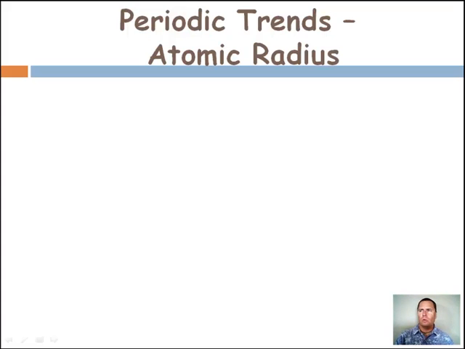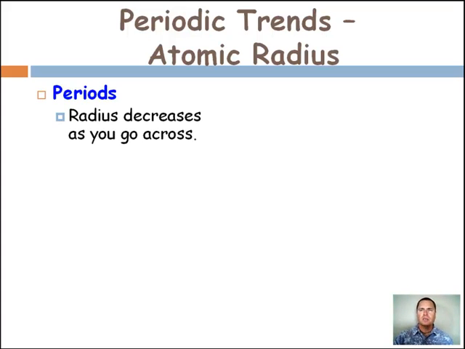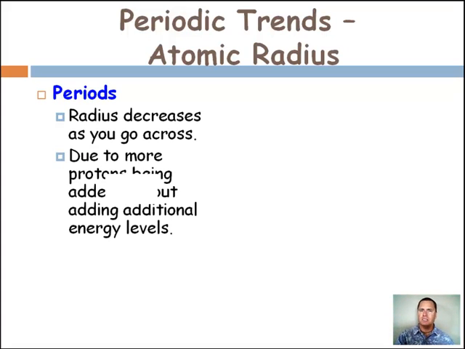One last thing I want to talk about, and that's some periodic trends. We're going to look at what we call the atomic radius. Remember, radius gives us an idea how big an atom is. And we're going to see two different trends based on whether we're talking periods or groups. When we talk about periods, that's going across, the radius is going to shrink as you go across.